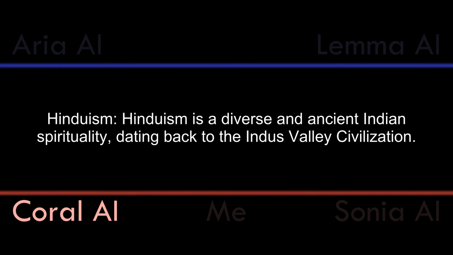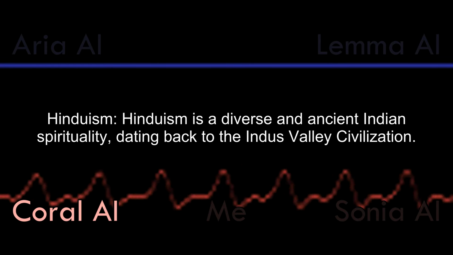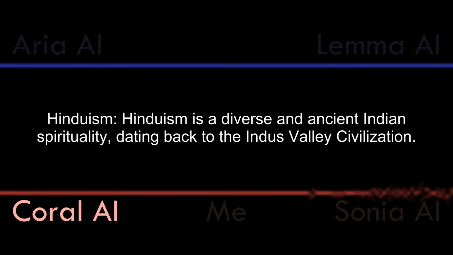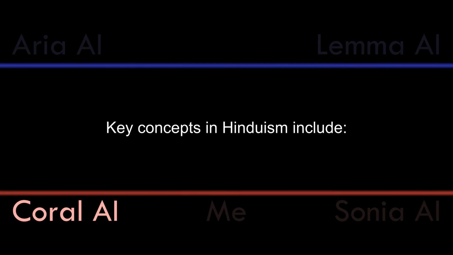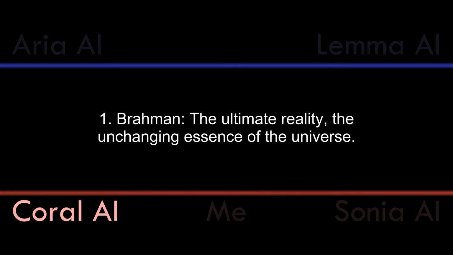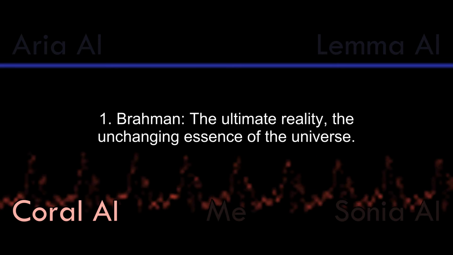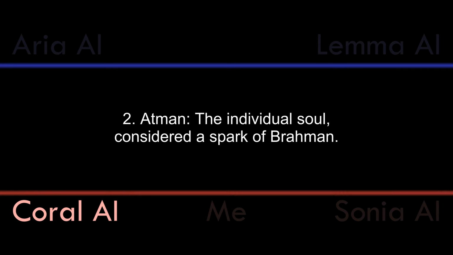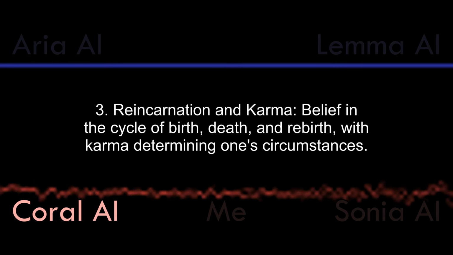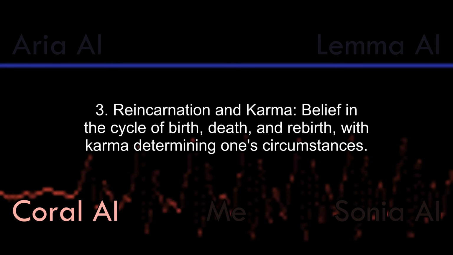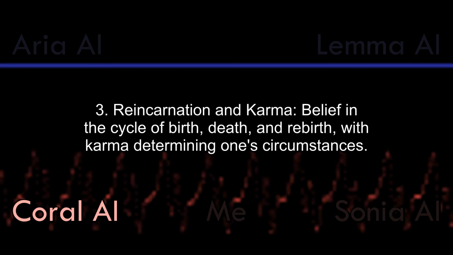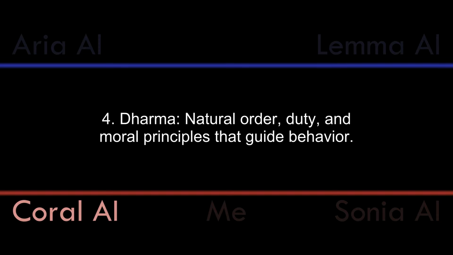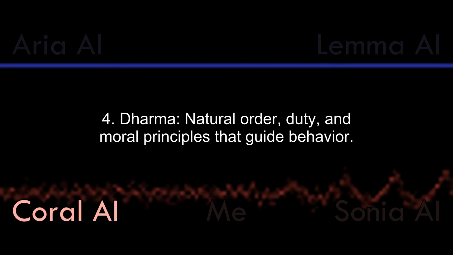Hinduism is a diverse and ancient Indian spirituality, dating back to the Indus Valley civilization. Key concepts in Hinduism include: 1. Brahman, the ultimate reality, the unchanging essence of the universe. 2. Atman, the individual soul, considered a spark of Brahman. 3. Reincarnation and karma, belief in the cycle of birth, death, and rebirth, with karma determining one's circumstances. 4. Dharma, natural order, duty, and moral principles that guide behavior.